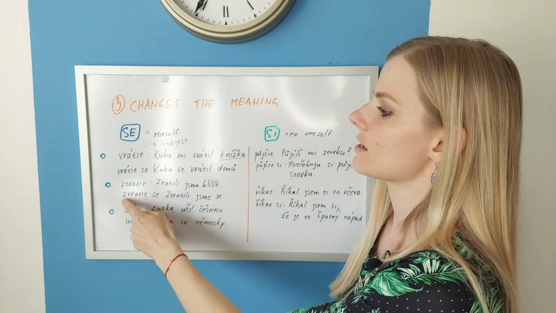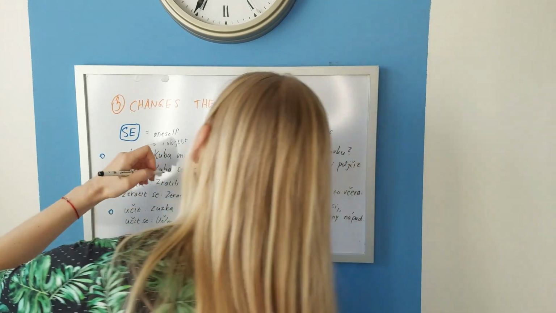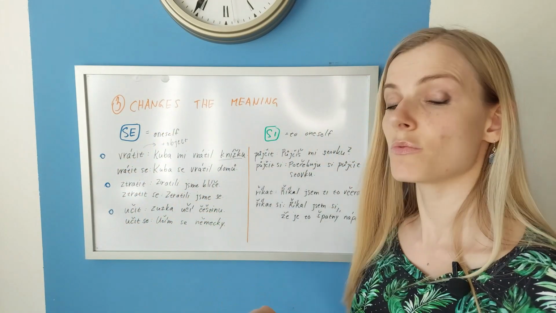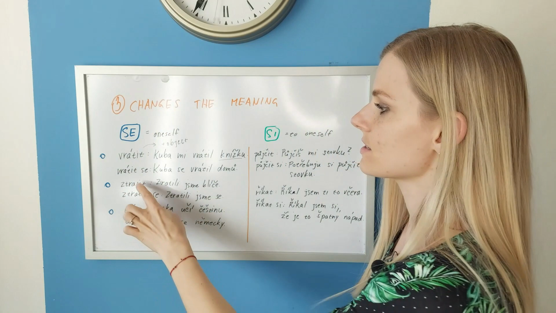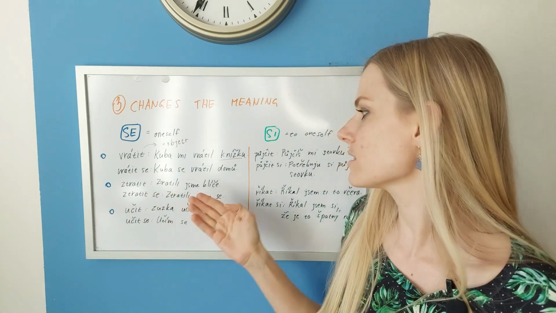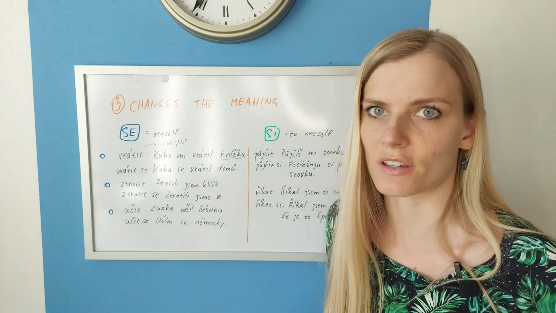Ztratit and ztratit se. Ztratit, to lose something. Ztratili jsme klíče, missing a T here. Ztratili jsme klíče, we lost the keys. Again, ztratit goes with an object. We have to have an object because ztratili jsme is incomplete. What did we lose? You have to have an object there.